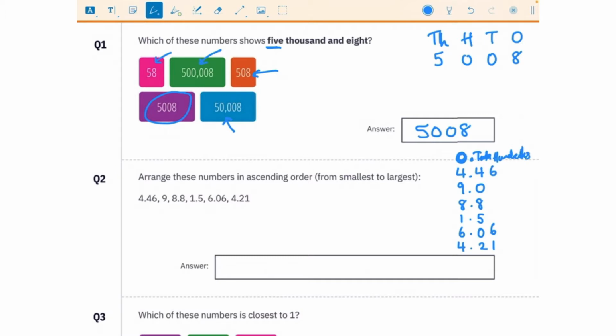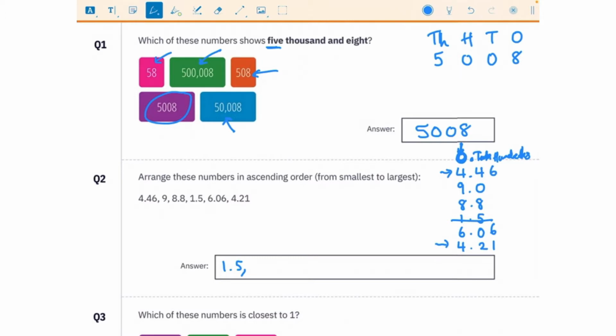So firstly, we're going to look at the ones column. That's the most important. That column has the highest importance. So we've got a 4, 9 and 8, a 1, a 6 and a 4. So it doesn't matter what's after the decimal point. If the number is smaller in that column, then the rest of it doesn't matter. So we can see that 1.5 is going to be our smallest. And then we've got a 4 as the next smallest, but we've got this one and we've got this one. Now, out of those, to know which one's smaller, we need to look again at the next column over.